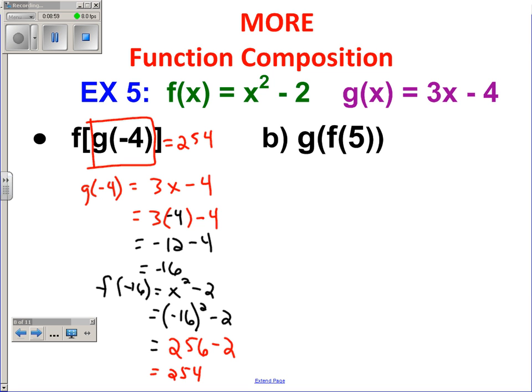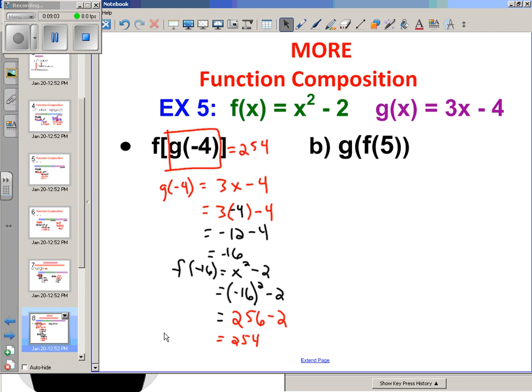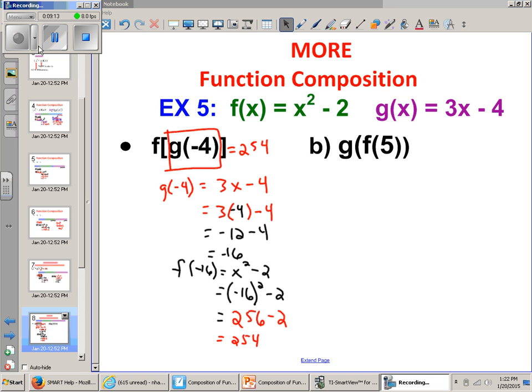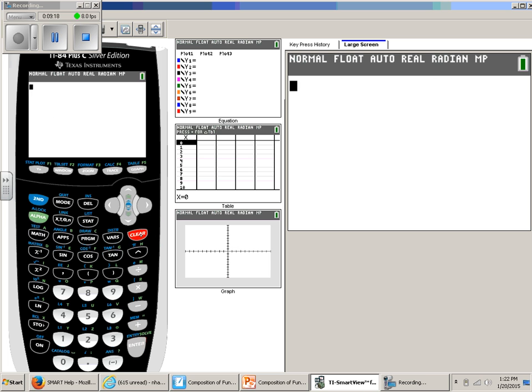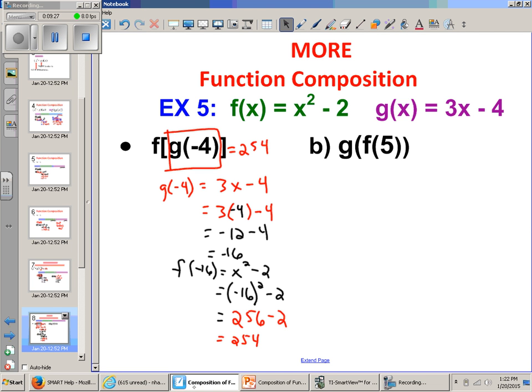Now, how would I check this? Well, let's go back to our calculator, where previously we stored a variable. This time we want to store negative 4 in x, the number that they gave us. I still want to put in my answer first. Well, this time I don't have an answer. Well, it's 254. I want to see if that's true.